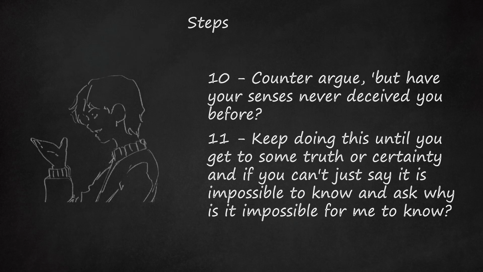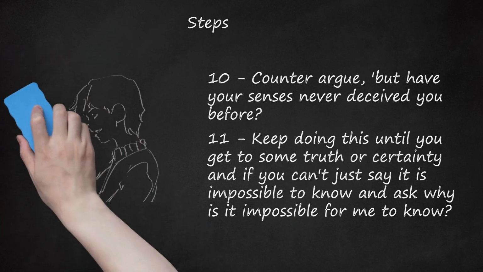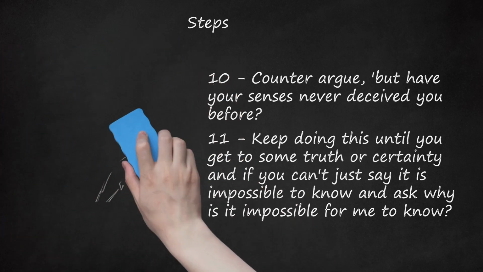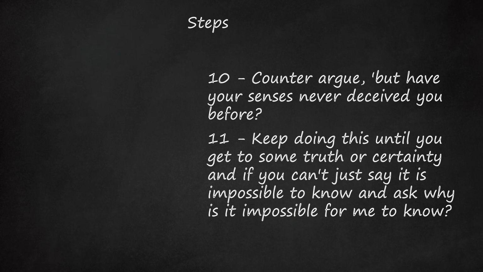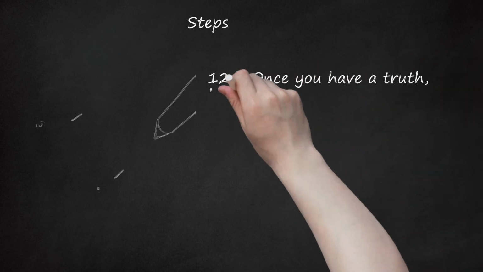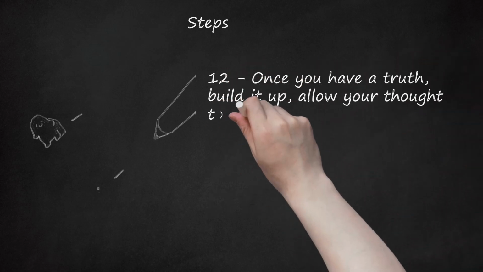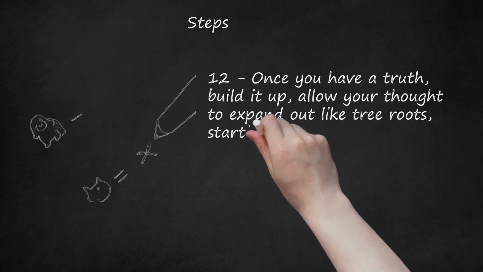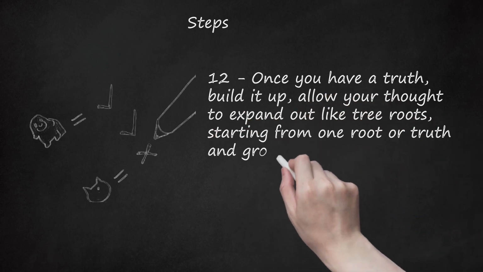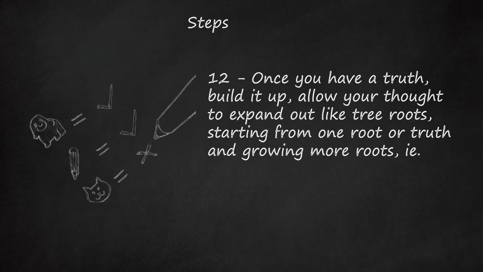However, if Z and Q are right, but U is false, then X must be false, following our lame, healthy man allegory. 12. Once you have a truth, build it up. Allow your thought to expand out like tree roots, starting from one root or truth and growing more roots, i.e. finding other truths based on your first truth.